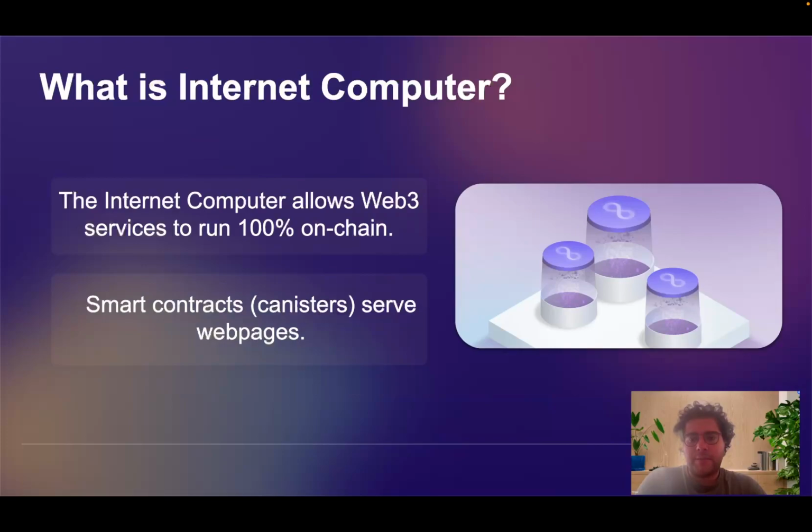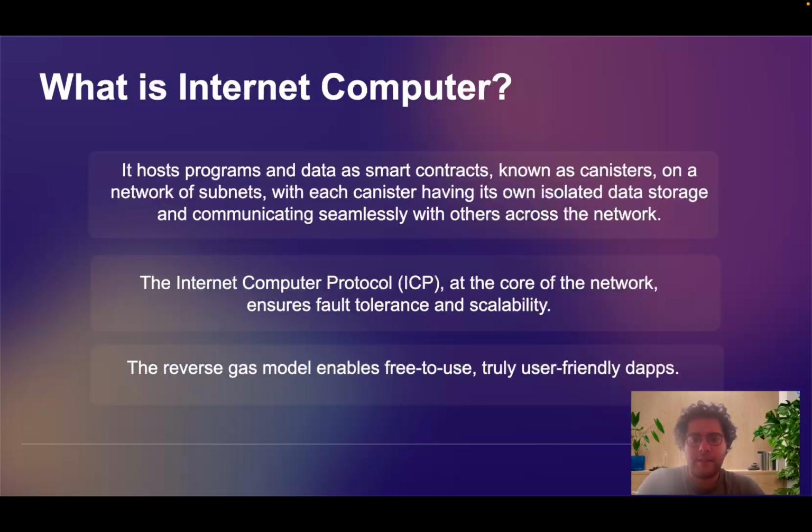It allows Web3 applications and services to run fully on chain, as smart contracts we call canisters. We call them canisters on the ICP, and they serve web pages. It hosts programs and data as smart contracts, known as canisters, on a network of subnets, and each subnet runs on node machines. Each canister has its own isolated data storage, and they communicate seamlessly with other canisters across the network. The ICP runs at the core of the network and ensures fault tolerance and scalability.